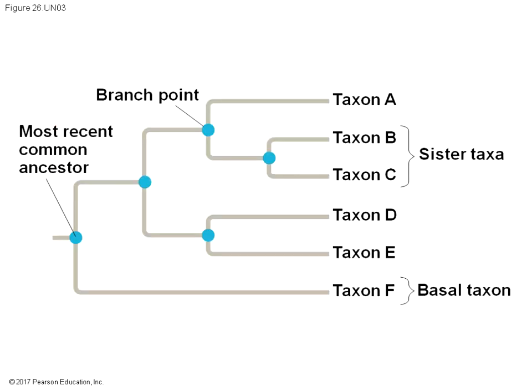This kind of gives you some of the points that we've been talking about. Here's our most recent common ancestor. Right there's a branch point. These two are considered sister taxa. These two would be considered sister taxa as well. Taxon F is our basal taxon because this is the one that is most like what our common ancestor was back here.